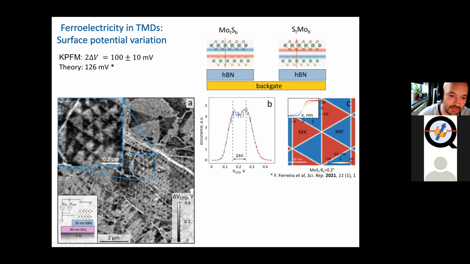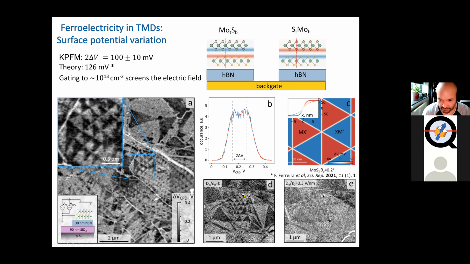The measurements have been done in ultra-high vacuum for KPFM to prevent any surface contamination by water changing this value. So this, we believe, is pretty accurate. And in fact, it agrees with theory quite well, which predicted, I think, 116 milli-electron volt potential.